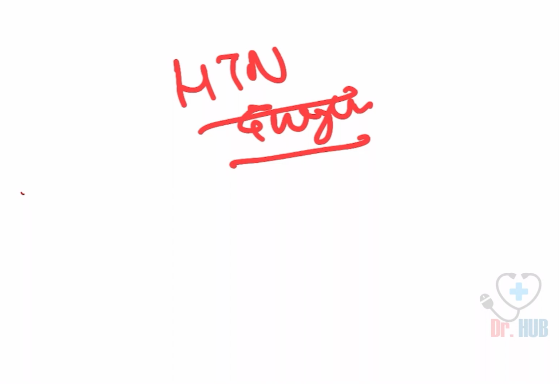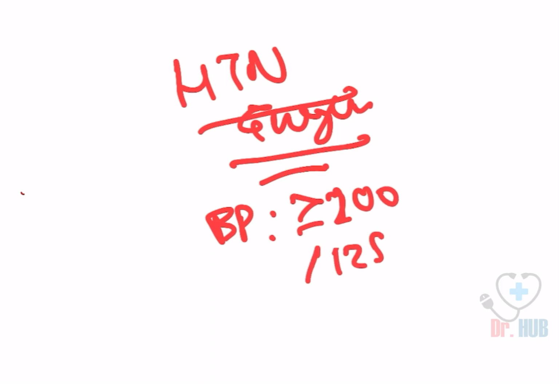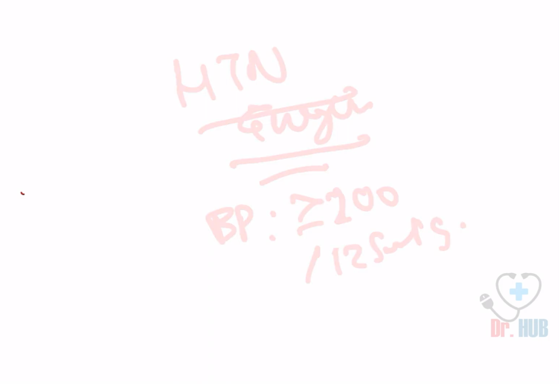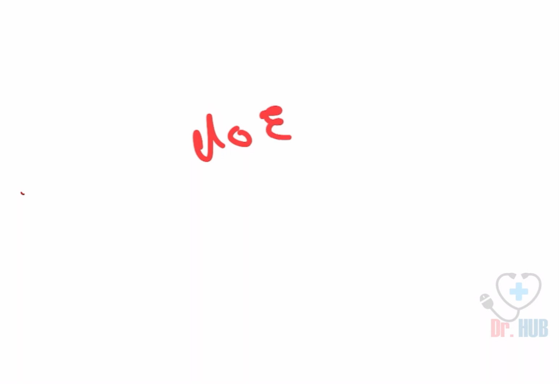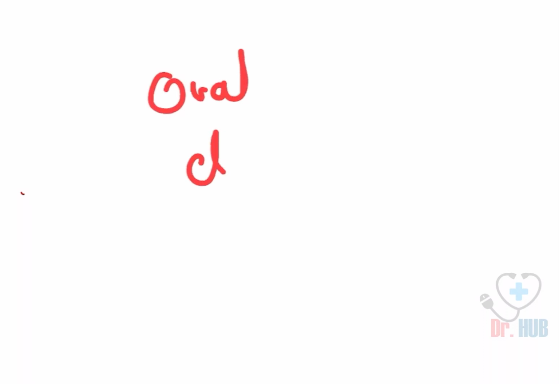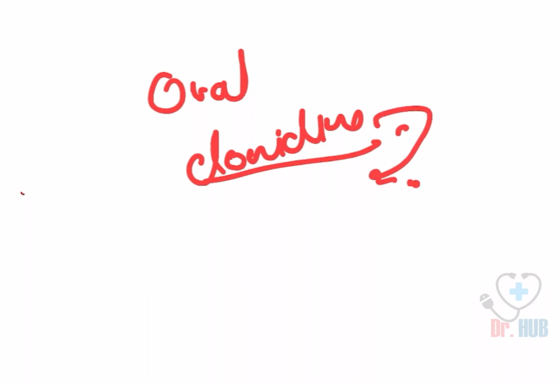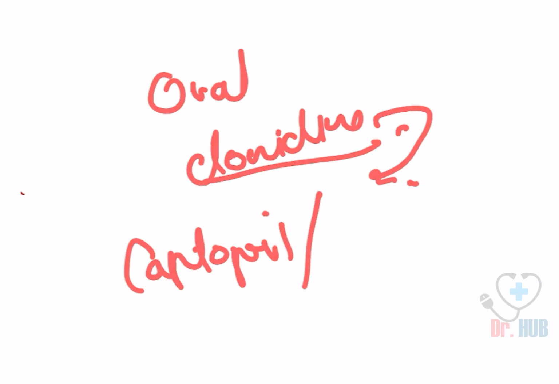Next, looking at hypertensive urgency. In hypertensive urgency, the BP shoots up, it is greater than 200 by 125 mmHg, and there is no end organ damage, no EOD, and the DOC here is oral clonidine. Other medications that can be given are captopril and nifedipine.